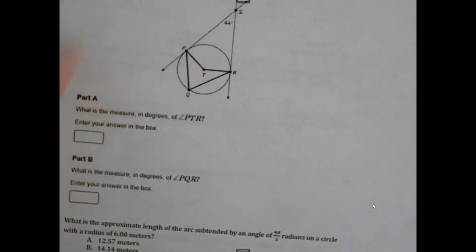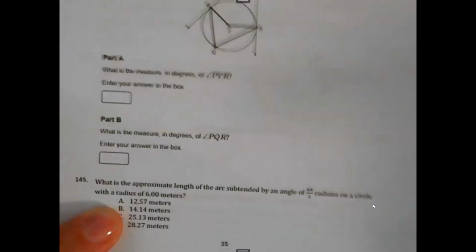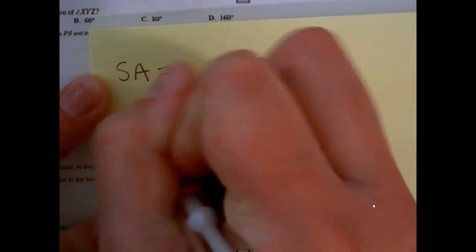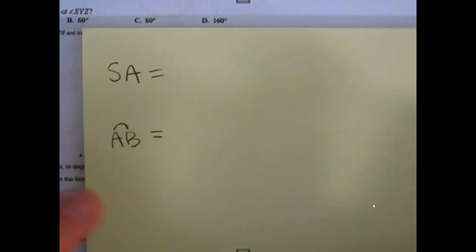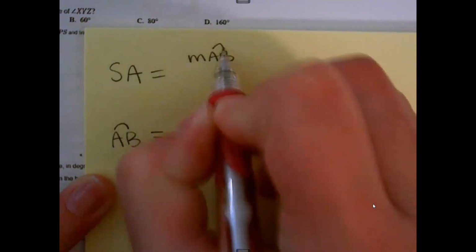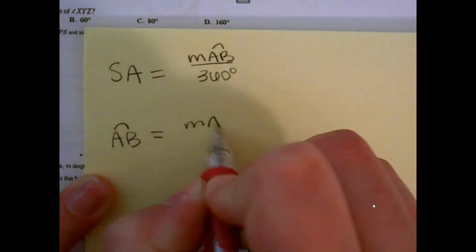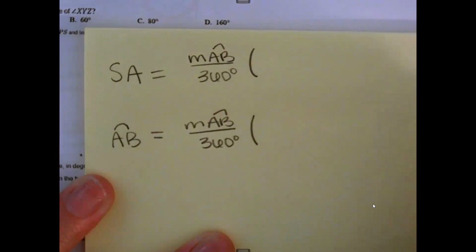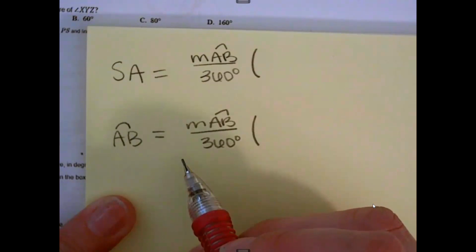Oh, actually, yeah, this is something I did want to do. So it says 145. This is good because do you guys remember when we did arc length and sector area? So let's get those formulas written down real quick. So we had sector area, we had arc length. Both of them started out with the measure of the arc divided by 360. And then you had to multiply it by something. Hi. So for the arc length, what's up?